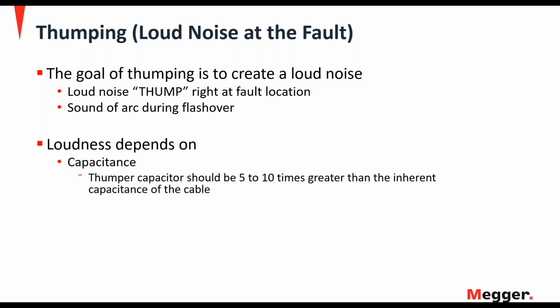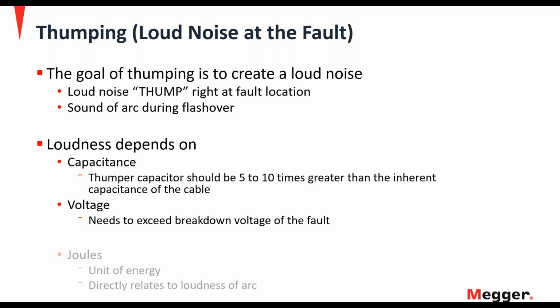First, the capacitance that we use. Inside of the thumper is a capacitor. It should be roughly 5 to 10 times greater than the inherent capacitance of the cable. And second, we have voltage. We need to use enough voltage to exceed breakdown of the fault so that we can flash it over.